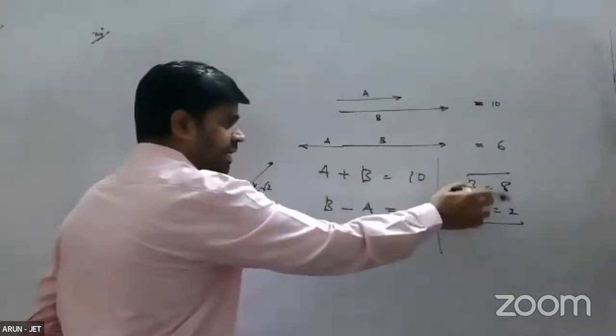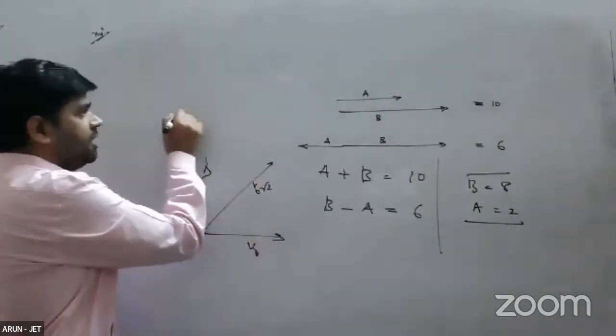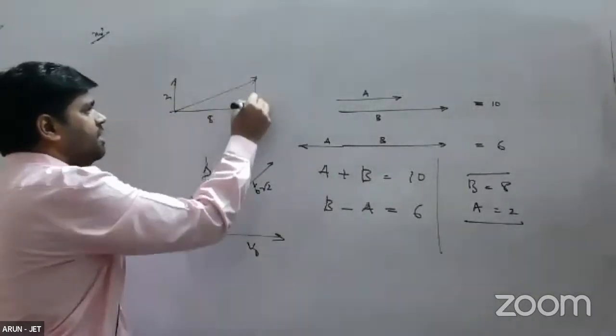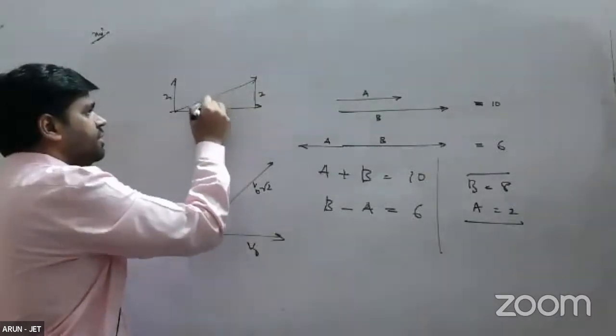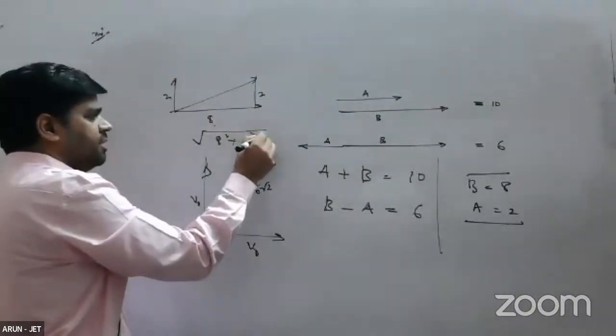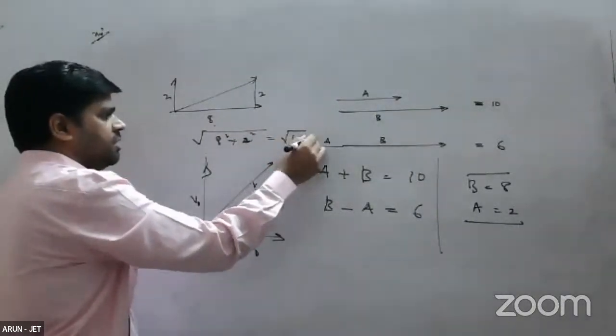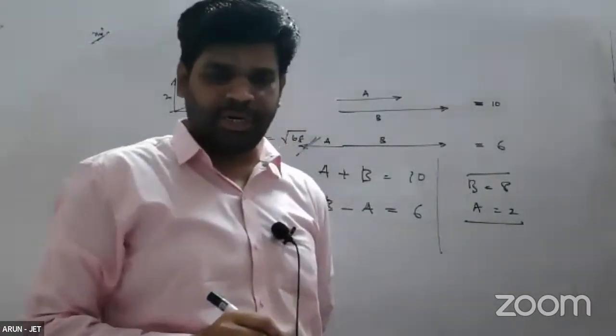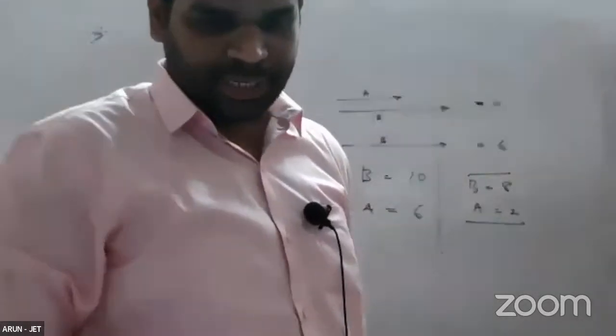But here both are different, 8 and 2. So one is 8, one is 2. So the resultant would be the square root of 8 square plus 2 square. Root 64 plus 4 is 68, sir. Right. Root 68 is the answer. All right. Yeah, let's go for the next question.